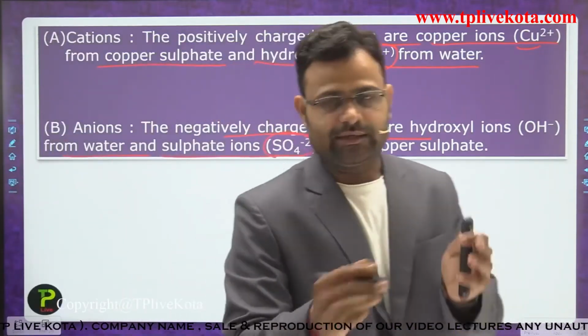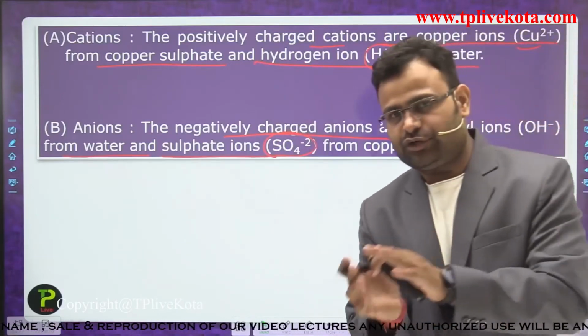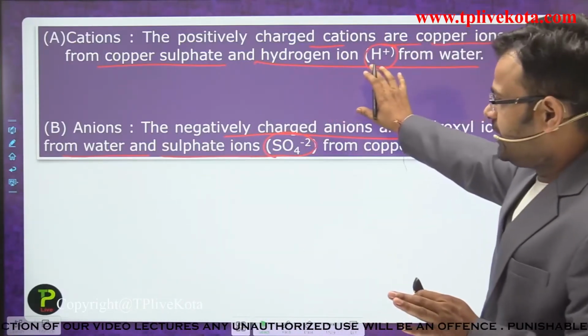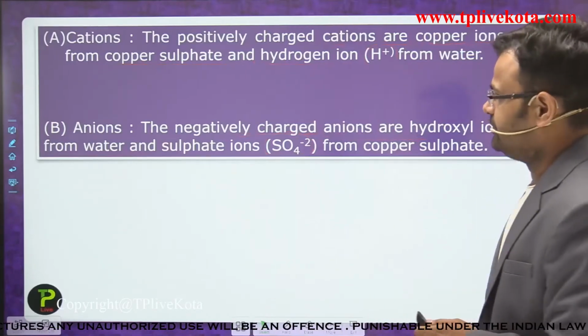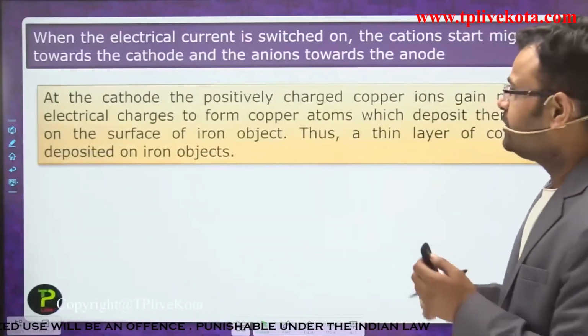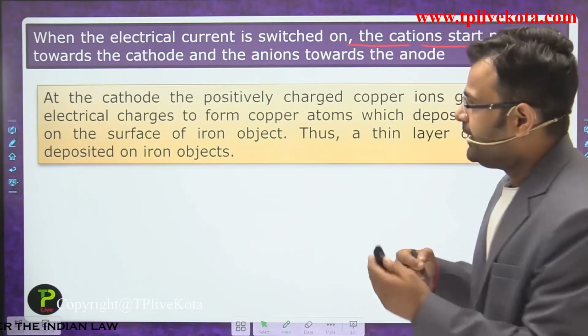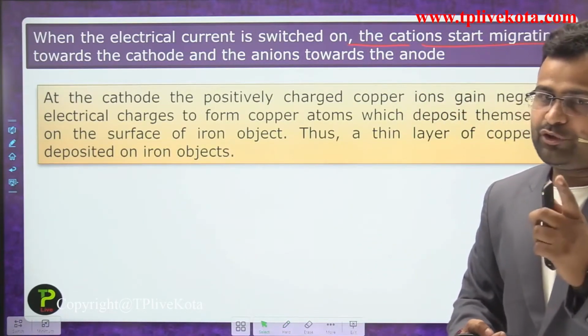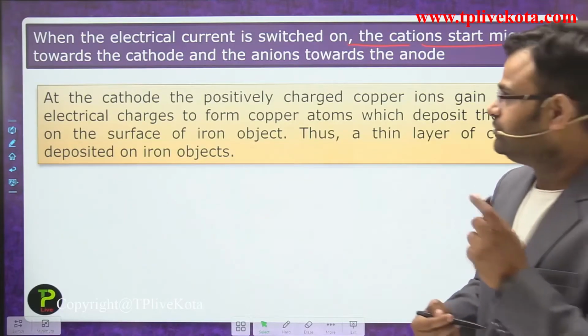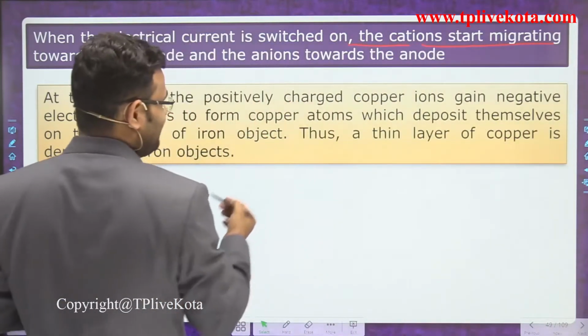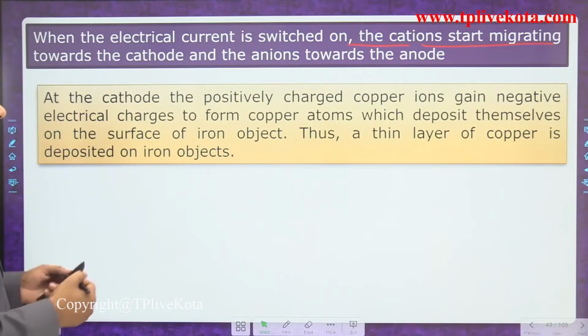Now we have converted them into cations and anions. So there are two cations and two anions. Now what is next, guys? When an electrical current is switched on, the cations start to migrate towards the cathode, because the cathode is connected to the negative terminal.